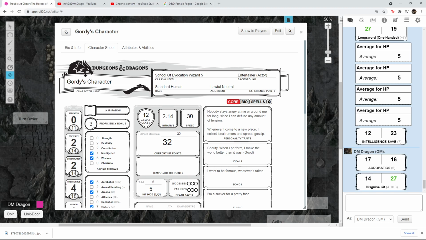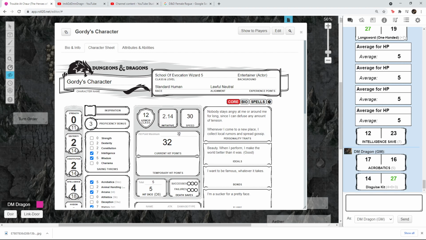There's also an action called the dash action, which allows you to take a second move in a round. So if you move 30 feet and then dash, you can actually move another 30 feet. So you'd move 60 feet that round, but you wouldn't get to attack or do any of your other actions. So yeah, just a little lesson there. Hit points.